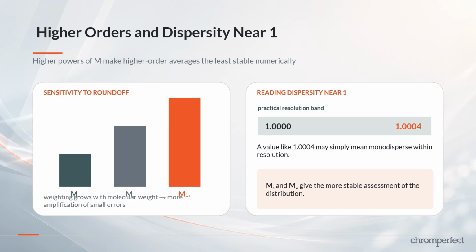A calculated polydispersity close to 1 should be interpreted relative to the molecular weight resolution of the acquisition system. A result such as 1.0004 may represent monodispersity within the practical resolution of the hardware, rather than a physically meaningful distinction from 1.